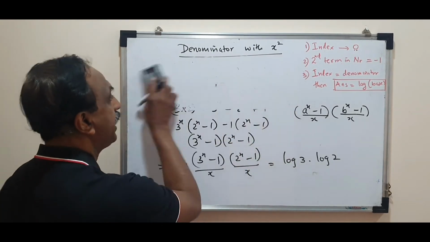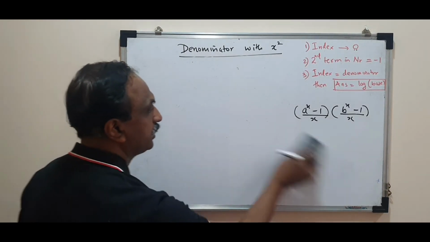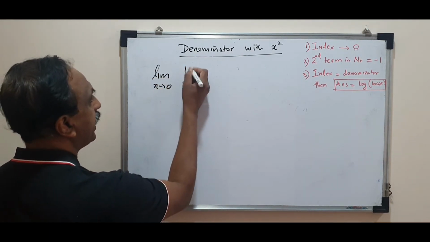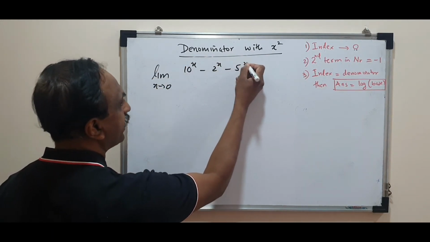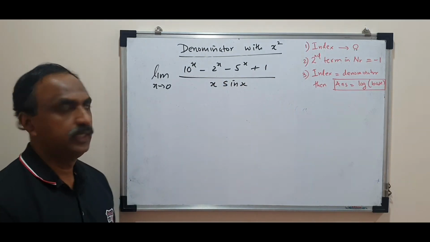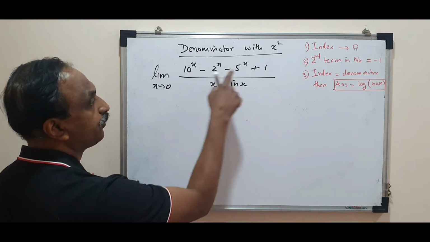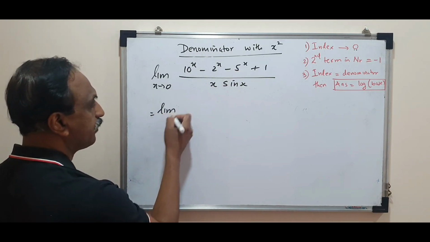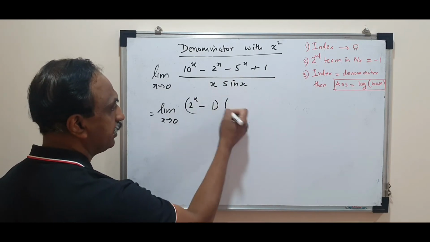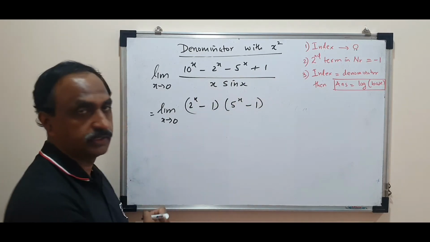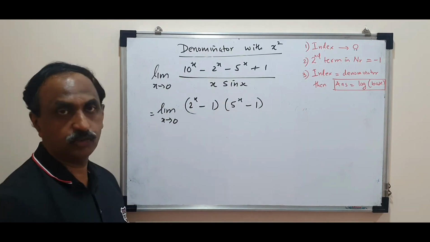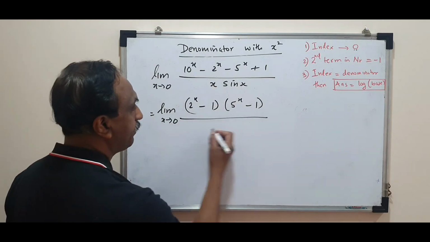For example, another one, I'll just quickly do it. A similar problem: limit x tending to 0 of (10 raised to x minus 2 raised to x minus 5 raised to x plus 1) upon x sin x. Then what should I do? 10 is 2 into 5, so I can factorize it. So the factors will be 2 and 5, meaning 2 raised to x minus 1, 5 raised to x minus 1. You don't have to factorize all the time, but every time it will match. 10 is 2 into 5, then 2 raised to x minus 1, 5 raised to x minus 1, divided by x sin x.